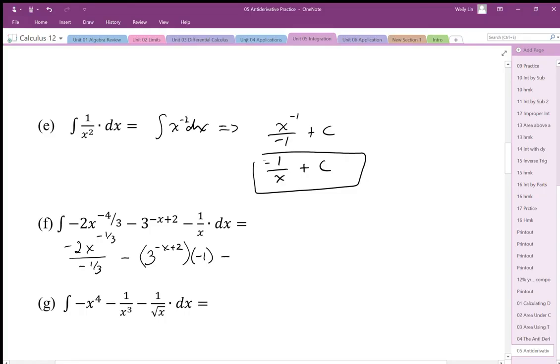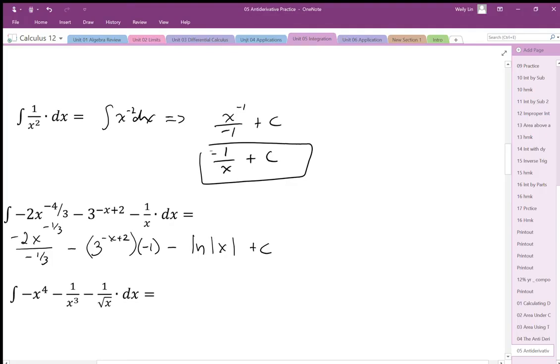And then the 1 over x, well, 1 over x is a special one. We're going to take a little bit closer look at that. But 1 over x, we have to remember, was the derivative of log x, and then plus c. And we should really simplify this a little bit. So this is going to simplify to positive 6x to the negative 1/3. This is going to be positive 3 negative x plus 2, and this is going to be minus log x plus c.